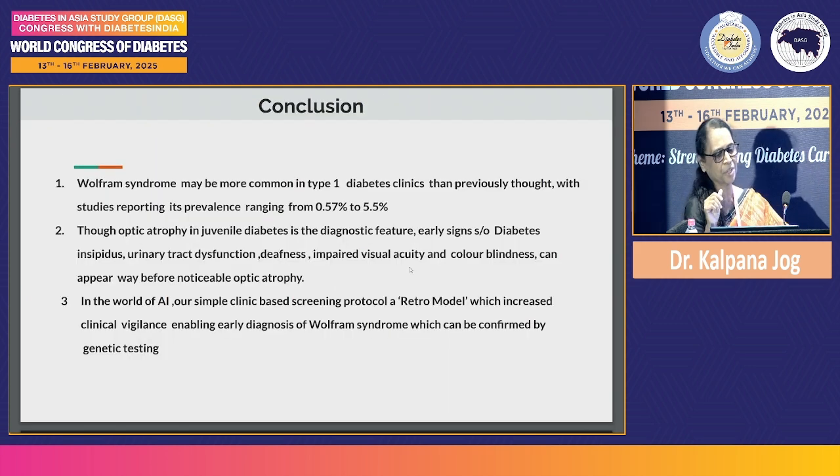So let me conclude that Wolfram syndrome may be more common in type 1 diabetes clinics than previously thought. Various studies mention its occurrence as 0.57 to 5.5%. Though optic atrophy in juvenile diabetes is the diagnostic feature, early or soft signs suggestive of it can appear way before a noticeable optic atrophy. And I think in the world of AI and technology, our simple clinic-based protocol, I call this model a retro model in today's world, definitely increases our clinical vigilance, enabling early diagnosis of Wolfram syndrome, which can be confirmed by molecular testing.